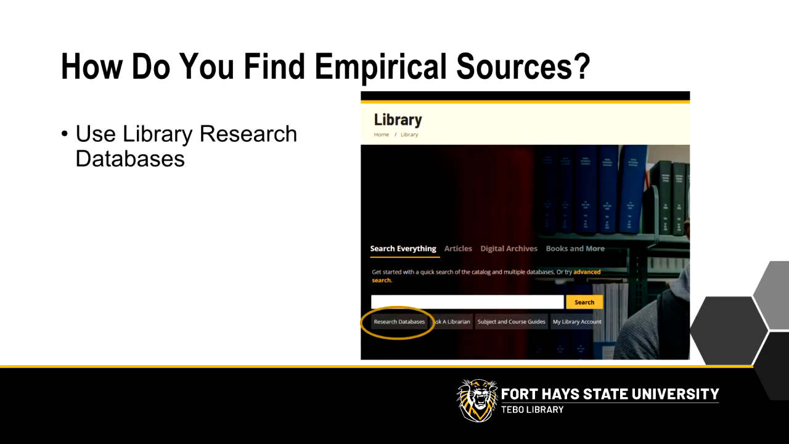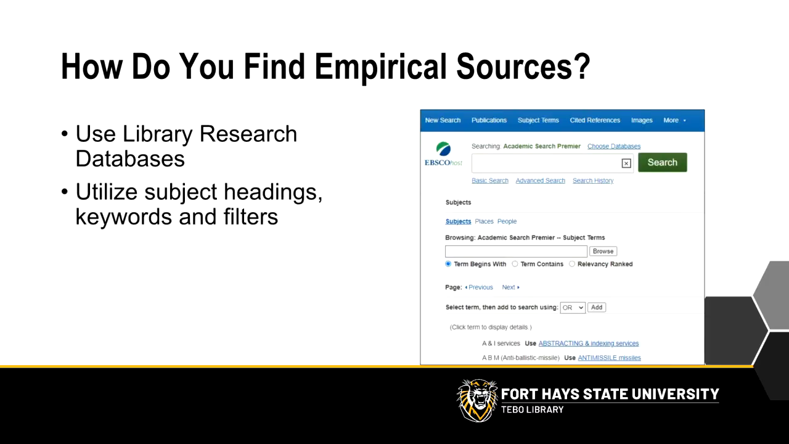Now, let's say you were given an assignment where you are required to find a primary or empirical source. How would you know if you found one? Since most empirical research is published in scholarly journals, using library research databases gives you a greater chance of finding a case study or article that uses empirical research. When you are in the research databases, take advantage of your filters and use subject headings and keywords. You could even try using the search term empirical.